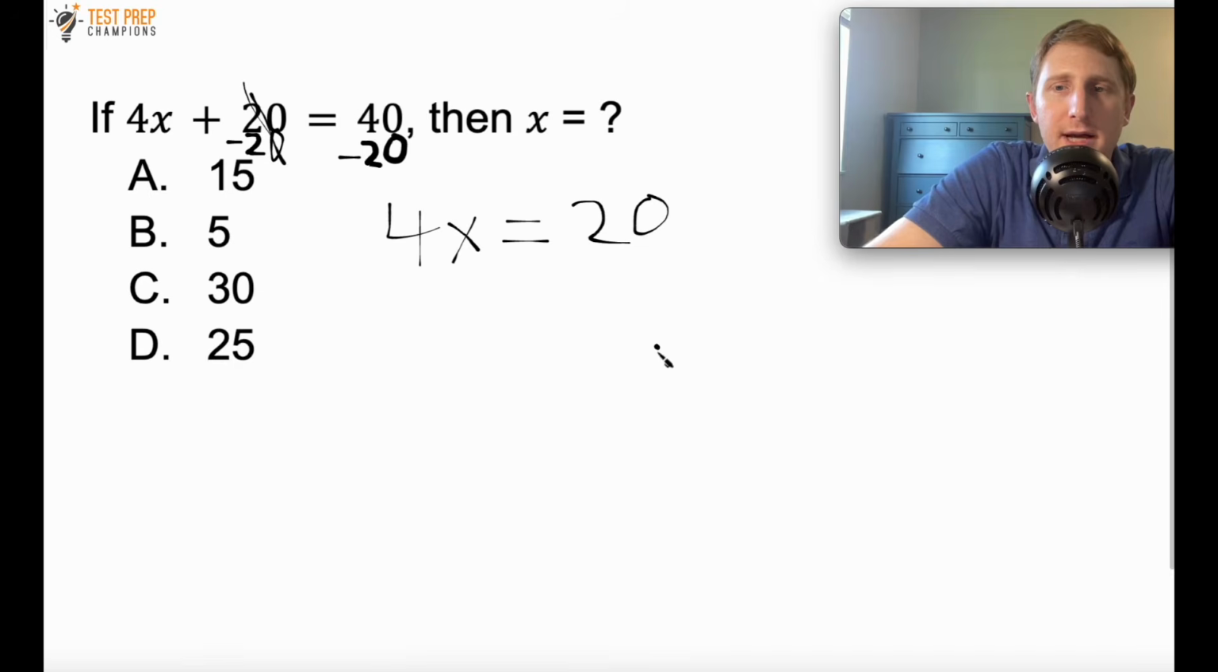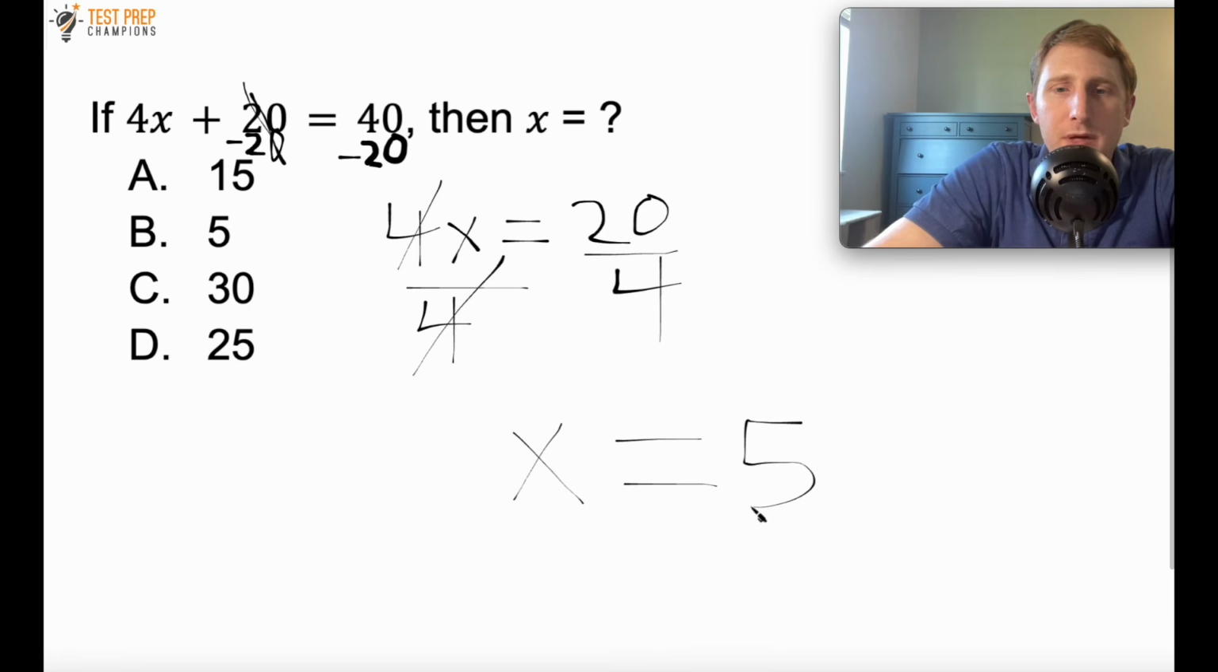So I have 4x here, that's 4 times x. So I get rid of this 4 on the left by dividing by 4. So the 4s will cancel out, and whatever I do to one side, I also have to do to the other side. So I'm going to do 20 divided by 4 over here, and that's 5. So I see that x equals 5. So the answer here is x equals 5.